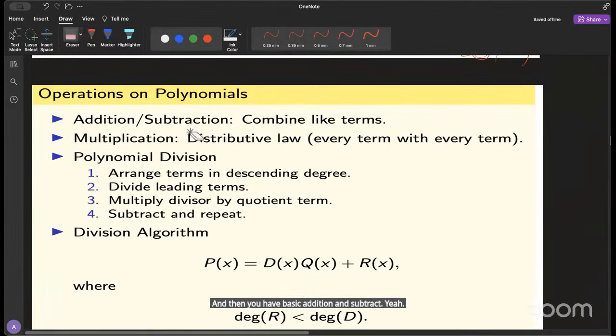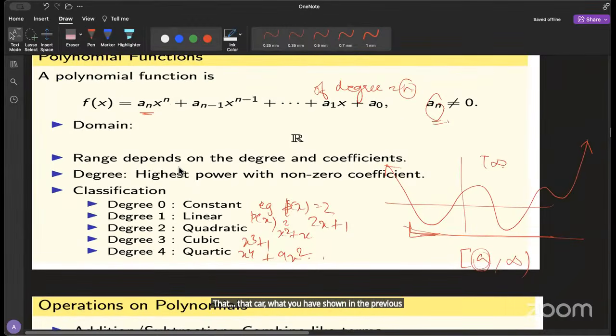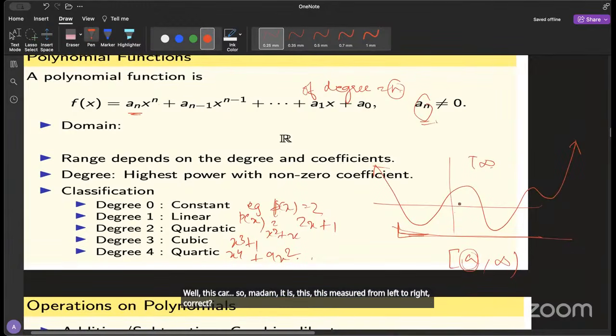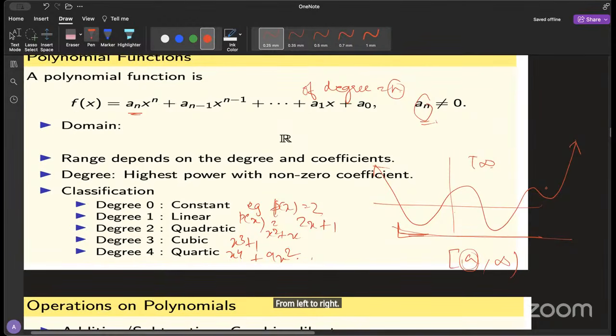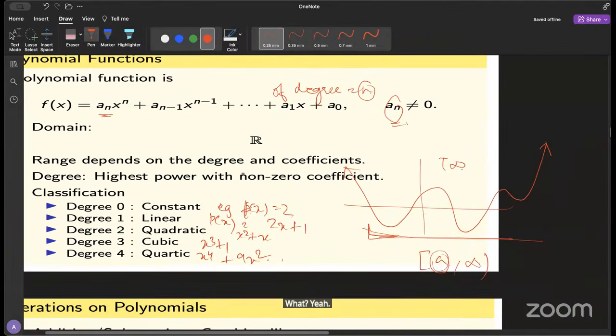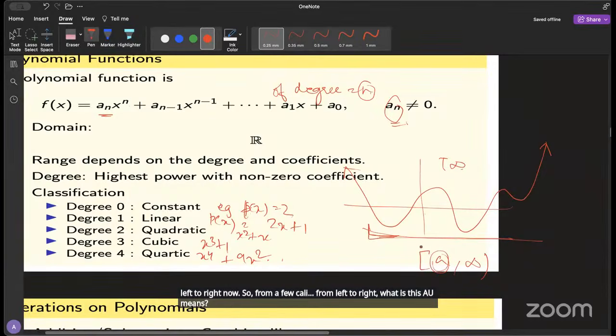That curve that you have shown in the previous slide, this one curve, madam, is this measured from left to right, correct? From left to right, what does this a mean? Here the x coordinate is minus, y coordinate is plus. So you are mentioning all the y coordinates, or what do you mean?